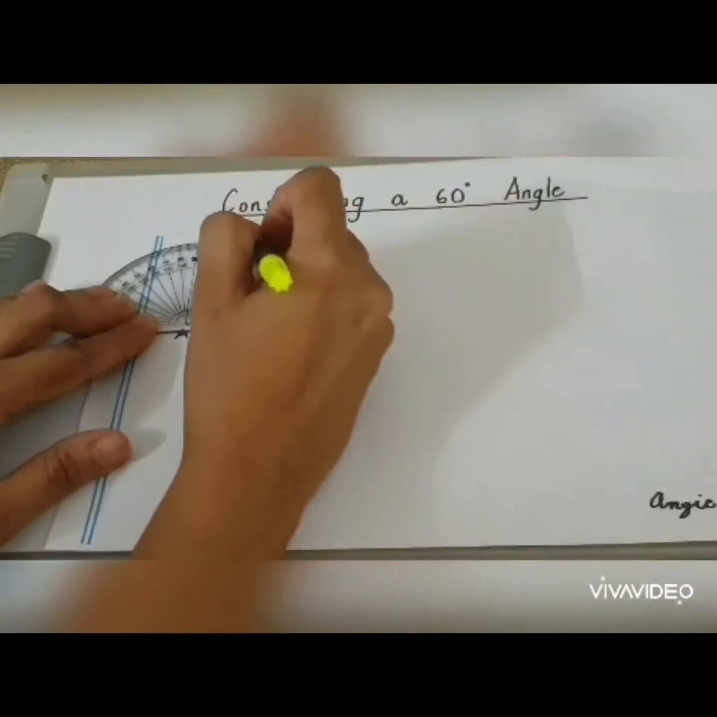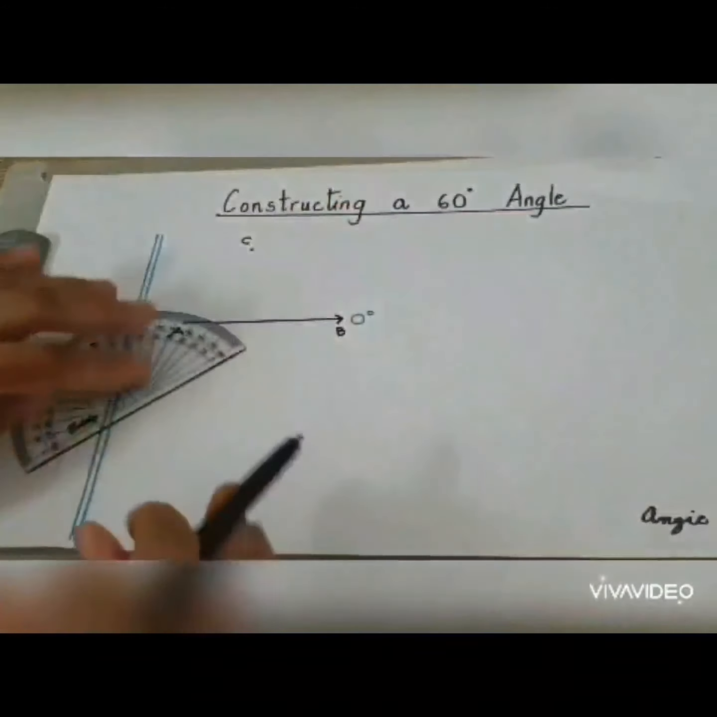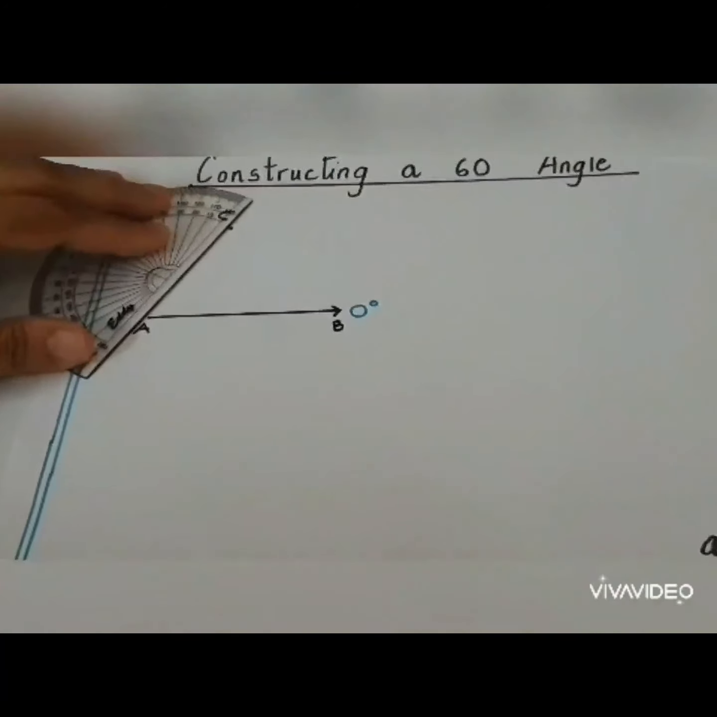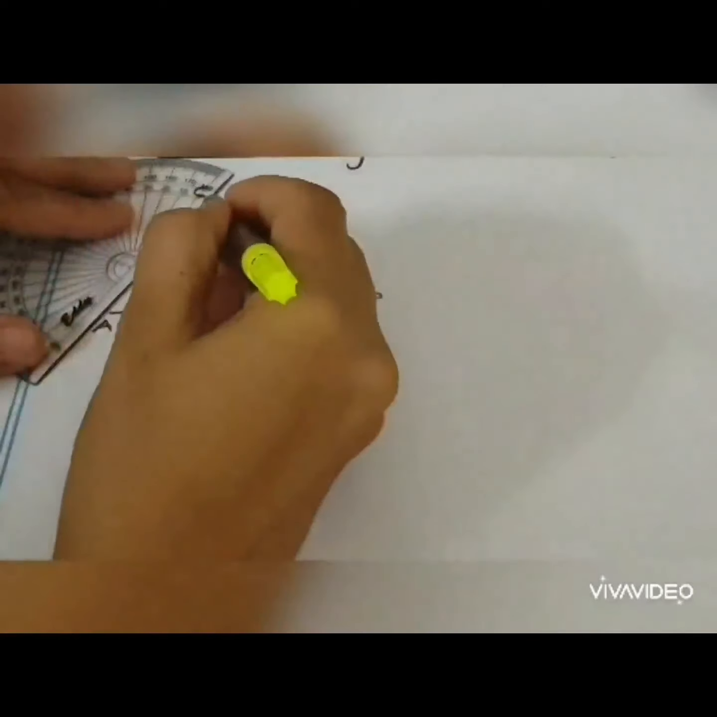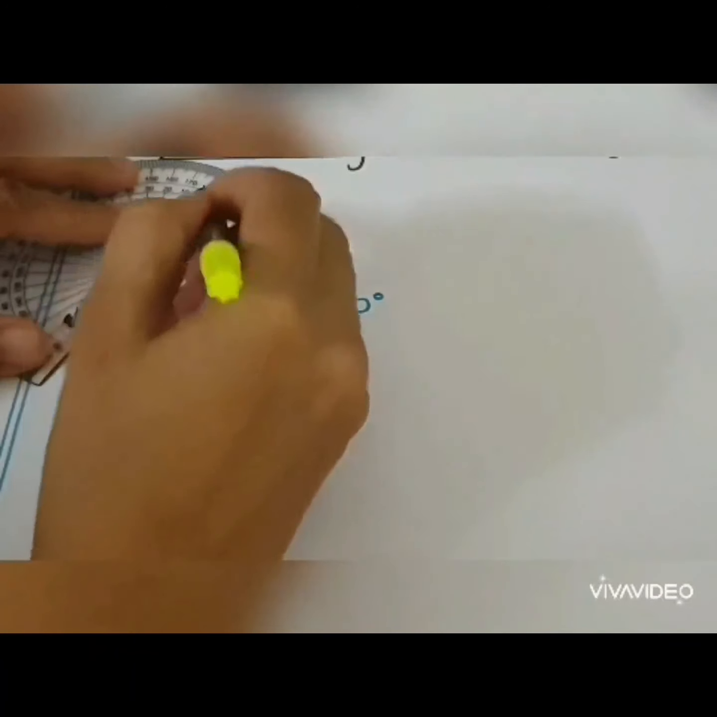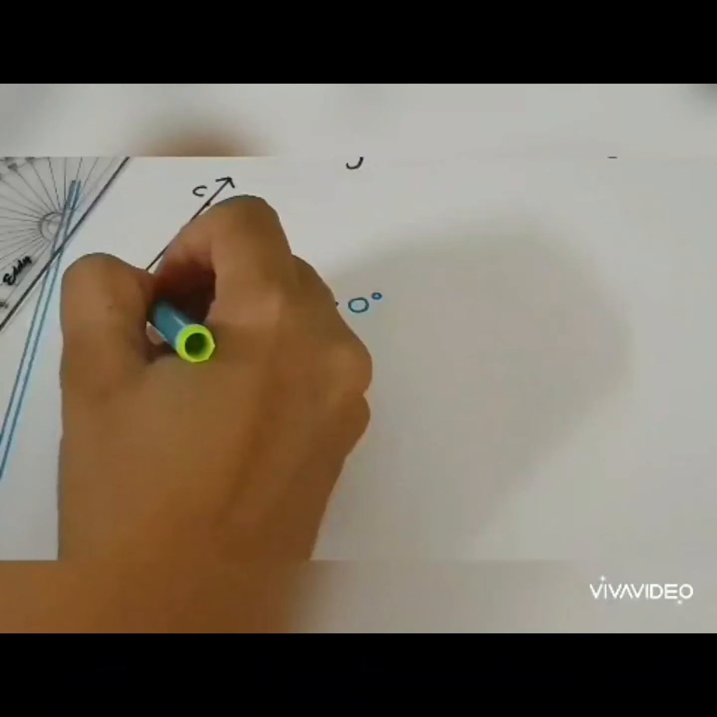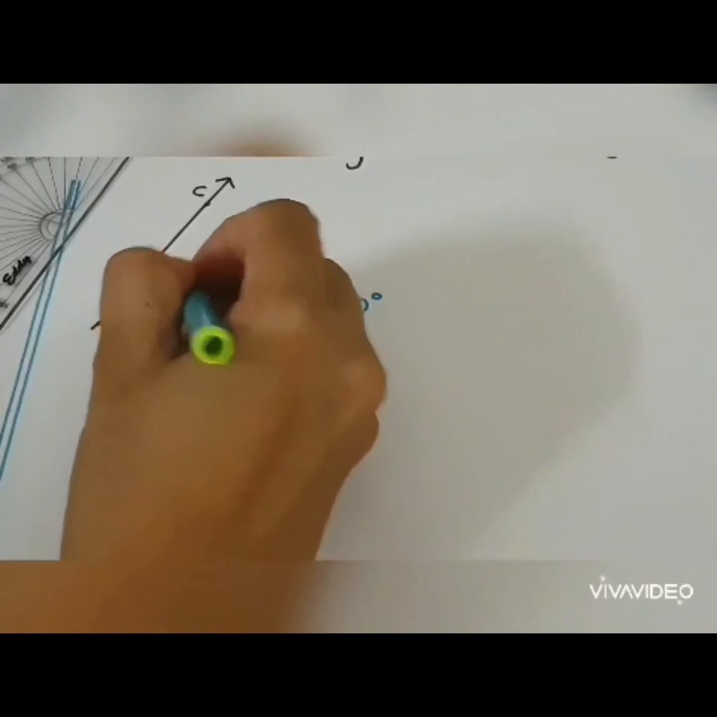We will locate 60 degrees, put a mark, label it as C, join the ray AC, and then mark the angle as 60 degrees.